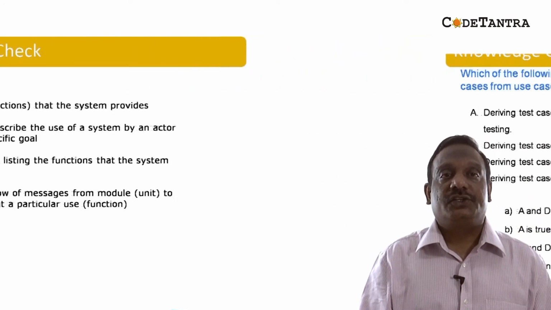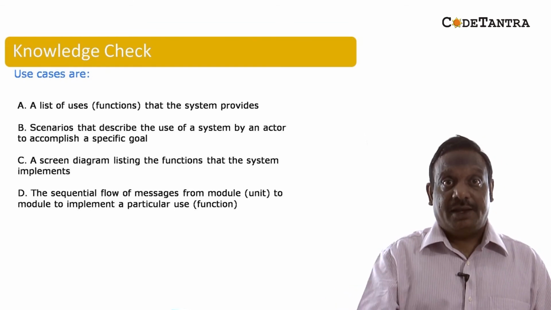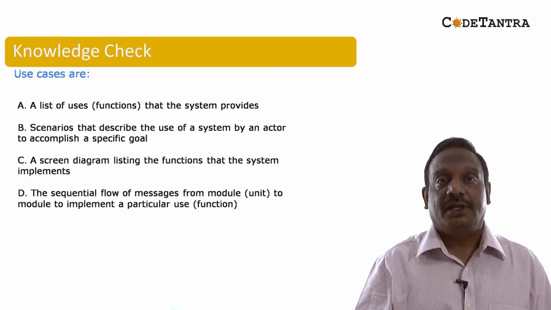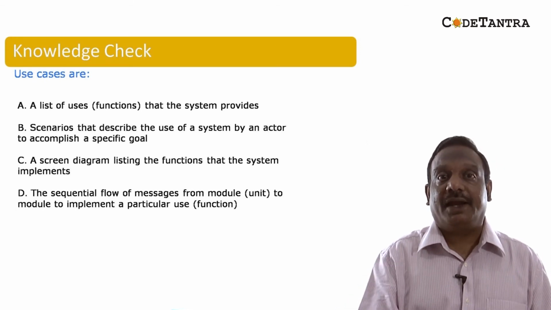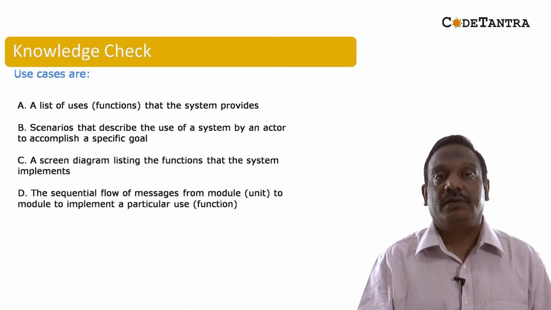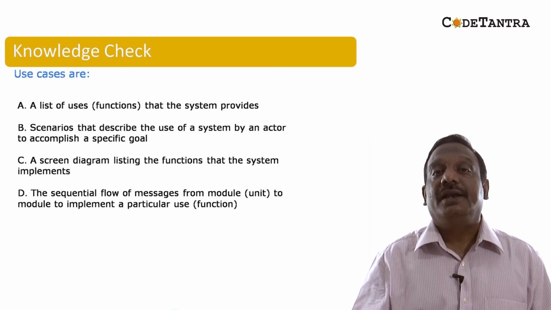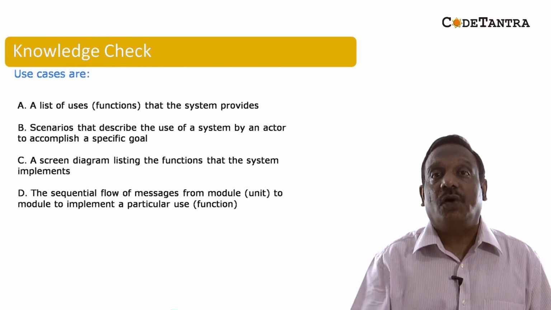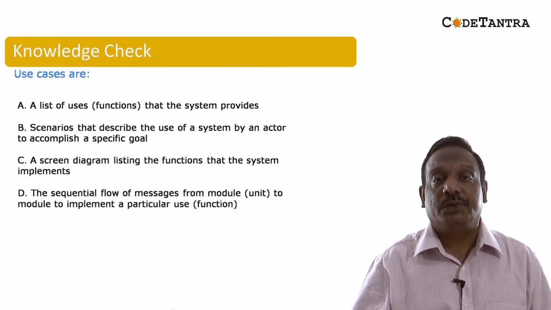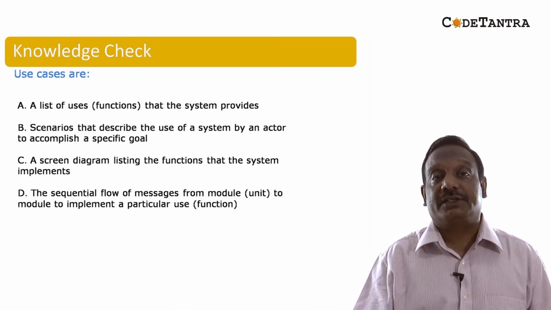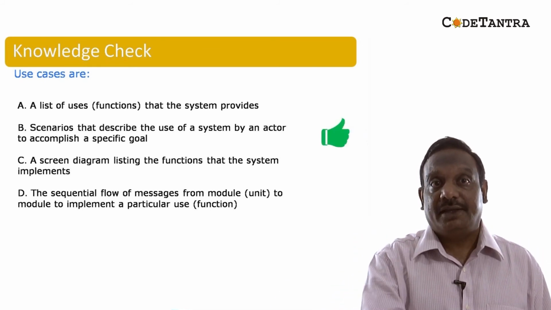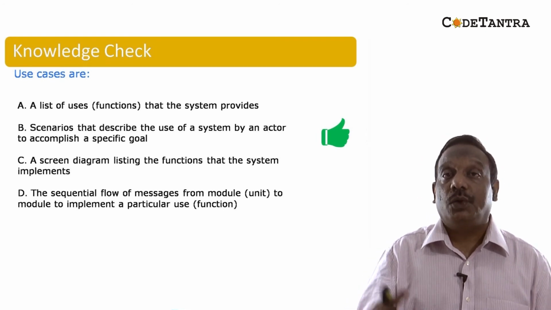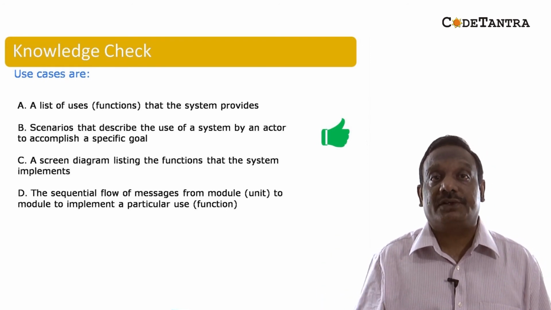So let us do another check. Use cases are: A, a list of uses, functions that the system provides. B, scenarios that describe the use of a system by an actor to accomplish a specific goal. C, a screen diagram listing the functions that the system implements. D, the sequential flow of messages from module to module to implement a particular use or function. What is the right answer? Yes, you are right. It is scenarios that describe the use of a system by an actor to accomplish a specific goal. That is the definition of a use case.